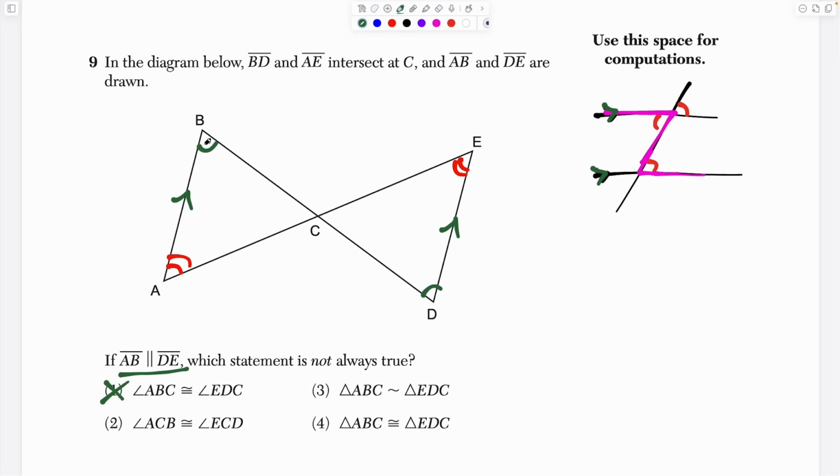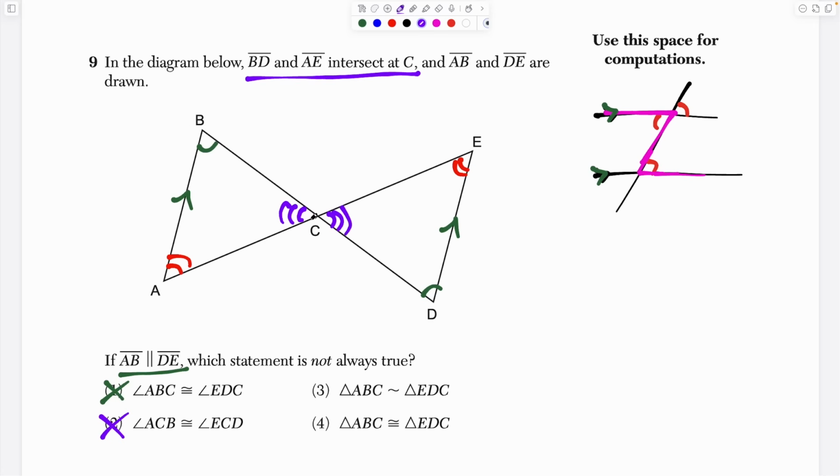Angle ACB is congruent to angle ECD. Well, when we have line segments that intersect, we're told that BD and AE intersect at C. That will always form congruent vertical angles. So 2 is always true because of this information here. When you have intersecting lines or line segments, the vertical angles formed are congruent, and those are the angles that are across from each other.